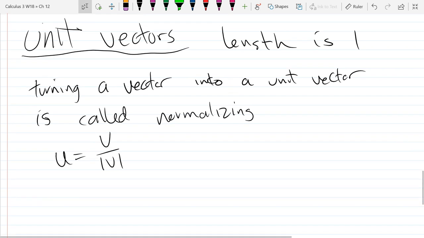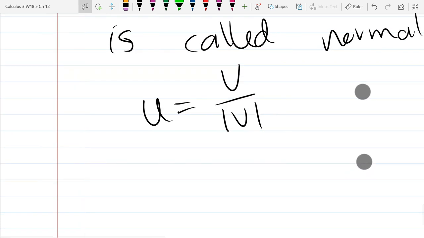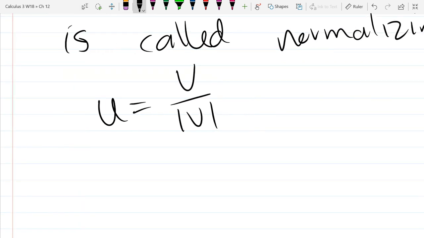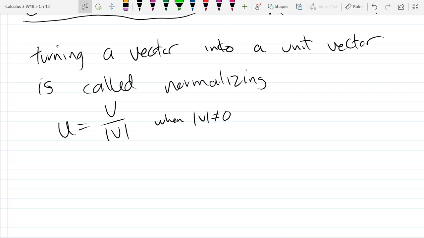So that is normalizing. What kind of a vector could not be normalized? Zero vector. So with the zero vector, you'd be dividing by zero. So it doesn't make sense to have a unit vector in a direction when there is no direction. So the zero vector is the only one that can't be normalized. So that'll be true when magnitude of v is not zero. So that's how we normalize a vector.